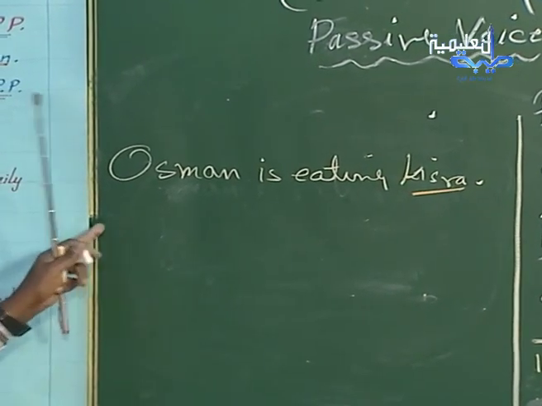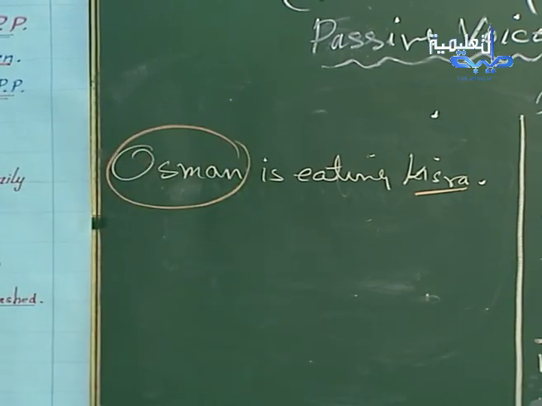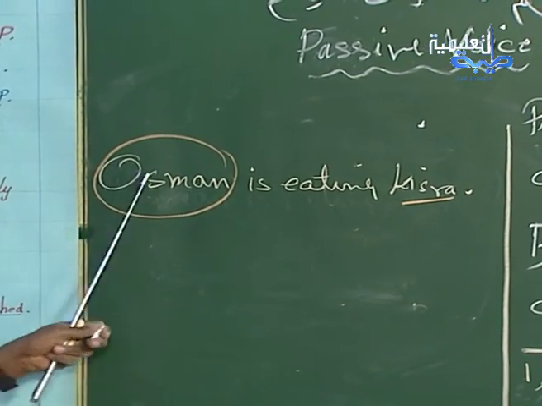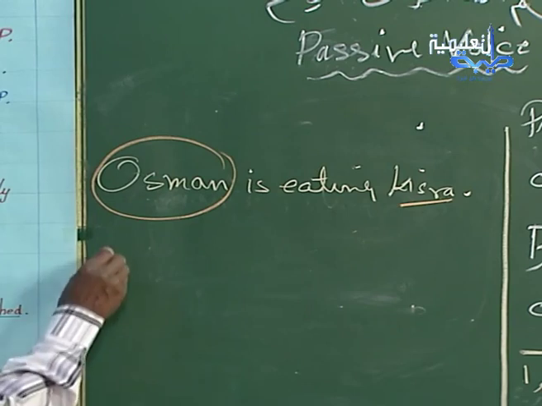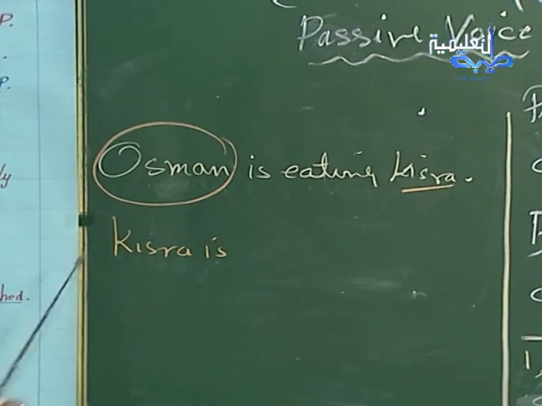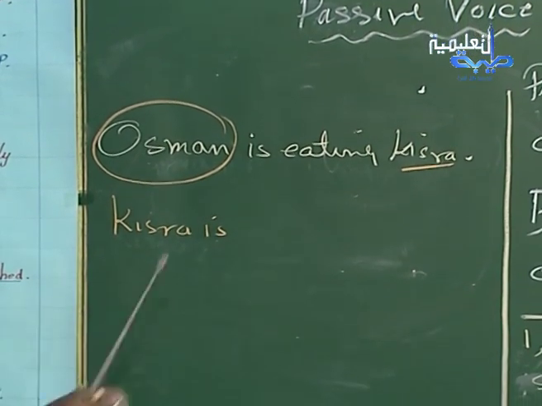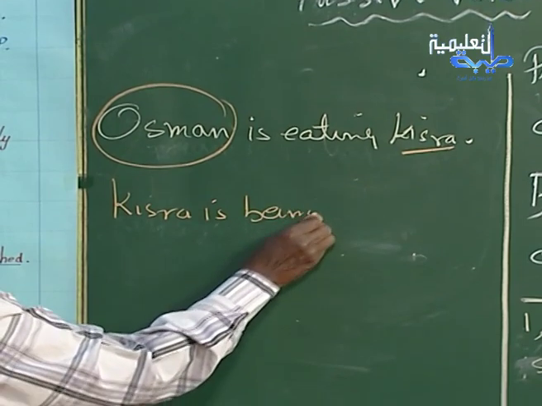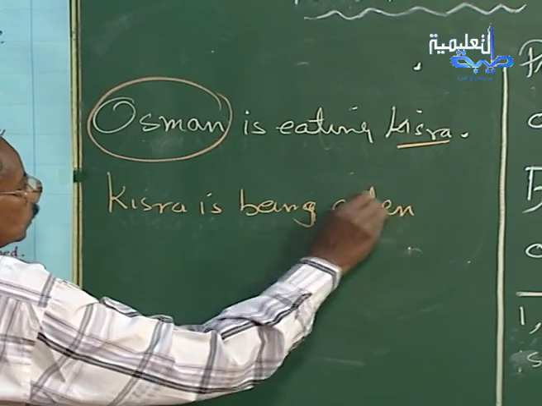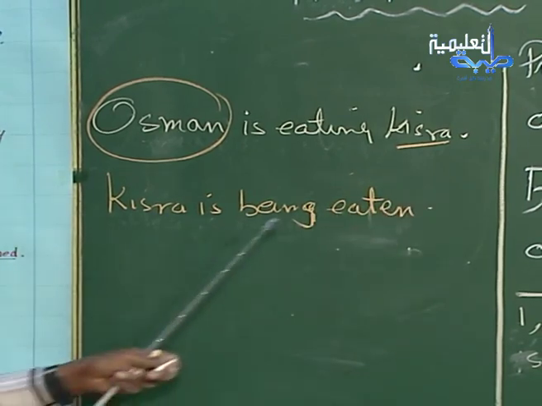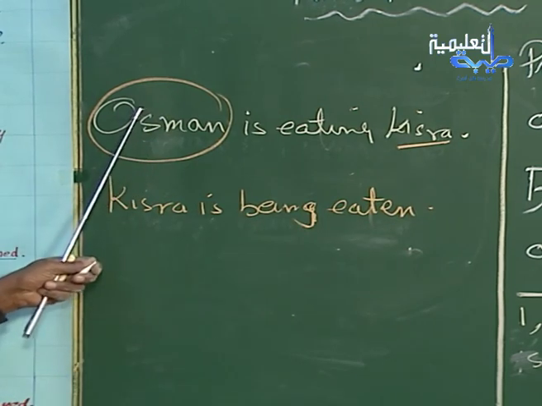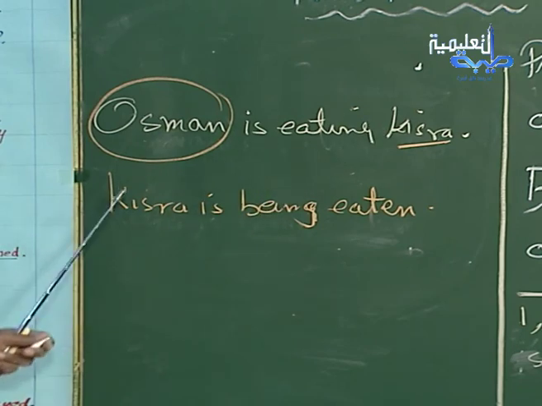I'm going to start with the object, and I will take out Usman, because he is the one who does the action. We call him the subject. We start with the object. We say, kisra is, because this is present continuous, after is there is being, eaten. Kisra is being eaten. We leave out Usman, we omit Usman, who is eating kisra.